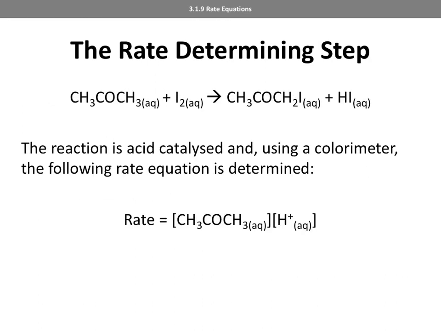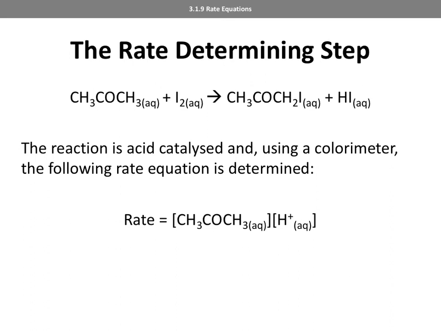So let's consider this reaction here. We've got propanone reacting with iodine, and we're forming iodopropanone. So the reaction is acid catalyzed, and we can use a colorimeter to follow the course of the reaction because we will get the iodine being used up, so we'll get a color change, and that enables us to work out the following rate equation. So we discover that the rate is proportional to the concentration of propanone and the concentration of the acid catalyst. So iodine does not feature in the rate equation.